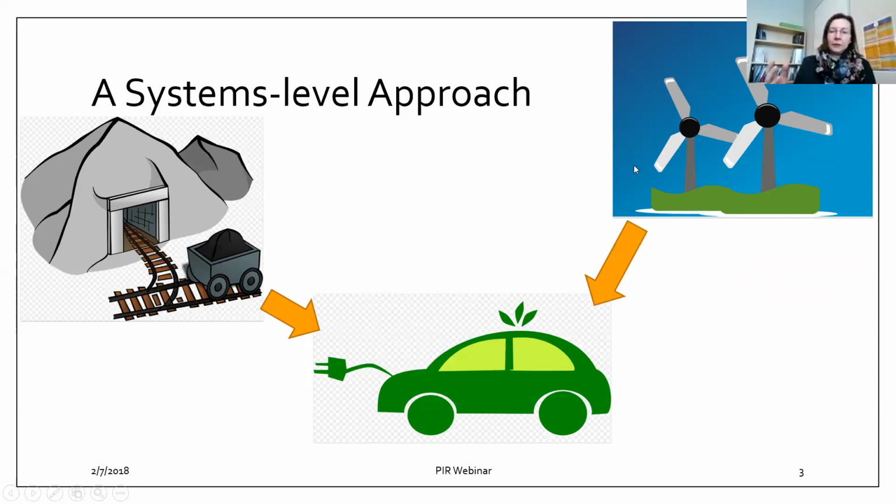So the systems level approach takes that big picture perspective. We start at the thing we're actually interested in, which is our electric car, and we go all the way back through the chain to figure out all of the energy and all of the sources of energy that went into moving that car from A to B.